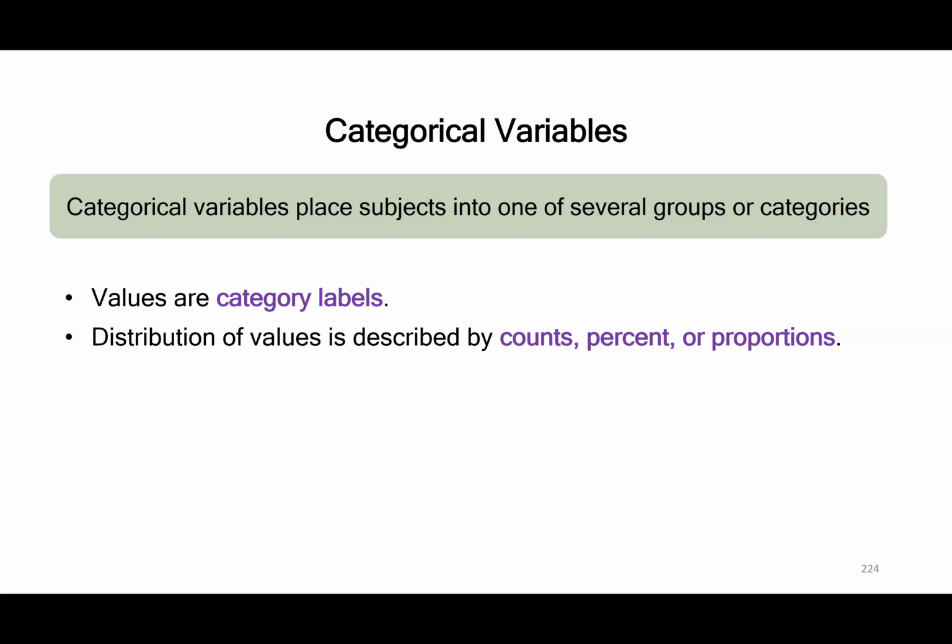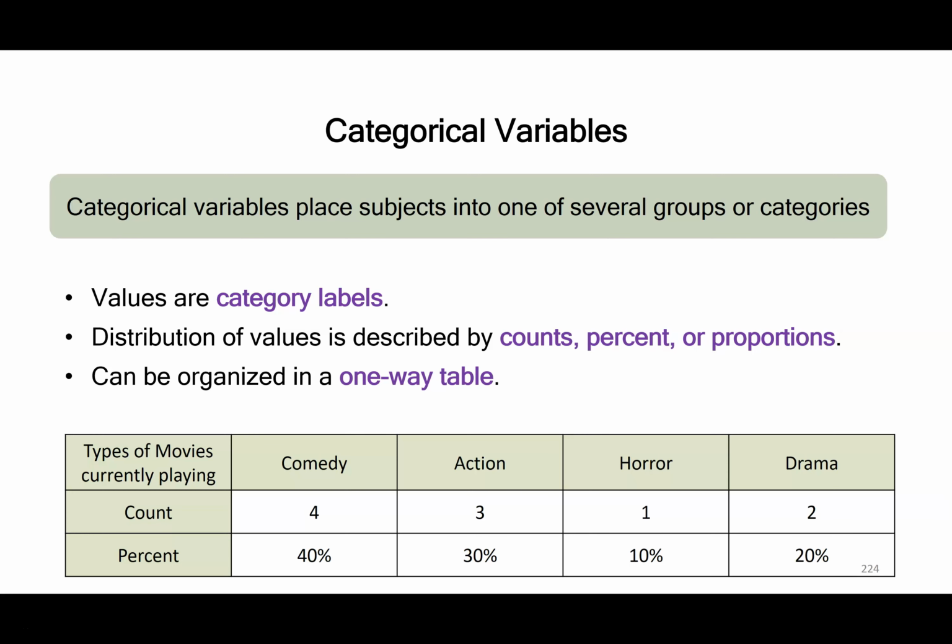And we tend to describe their distributions as counts, percents, or proportions. So you might say the count in each group. Percents or proportions might be more useful if the counts are very, very different from one another. And then at least early on, when we're just looking at one categorical variable, we can organize it in a one-way table.